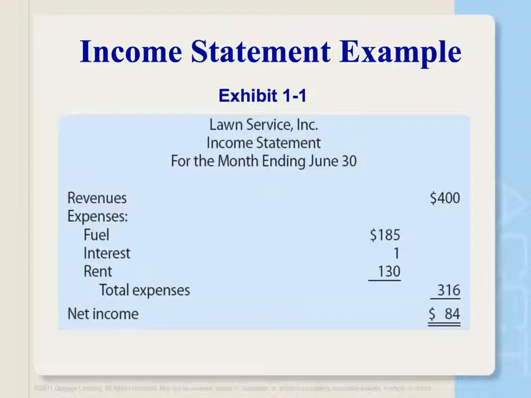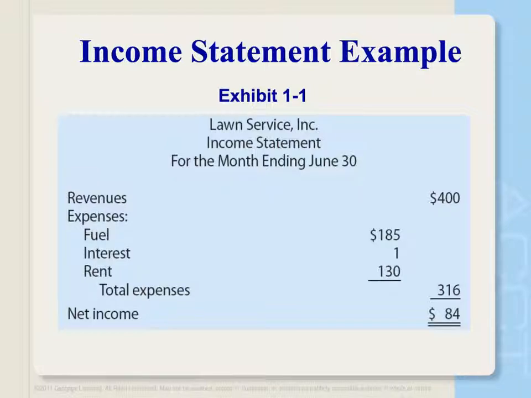So this is what an income statement example looks like. We have Lawn Service Inc., income statement for the month ending June 30th. We show revenues of $400. We show the expenses, and then we show net income. And that is what the statement looks like.